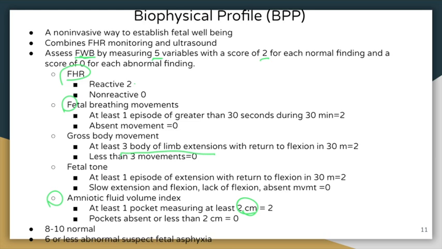So what does that mean? Findings of an 8 to 10 is a normal biophysical, so that's good. You would call your doc and say, my NST was non-reactive, my biophysical was 9. Can she go home? And they will say yes, so that's good. If you have a biophysical of 6 or less, that is abnormal. We should suspect fetal asphyxia.